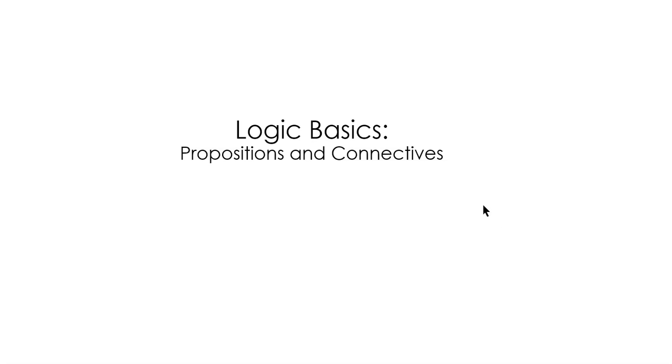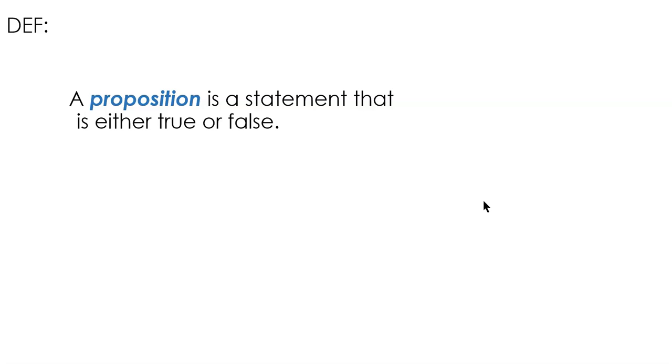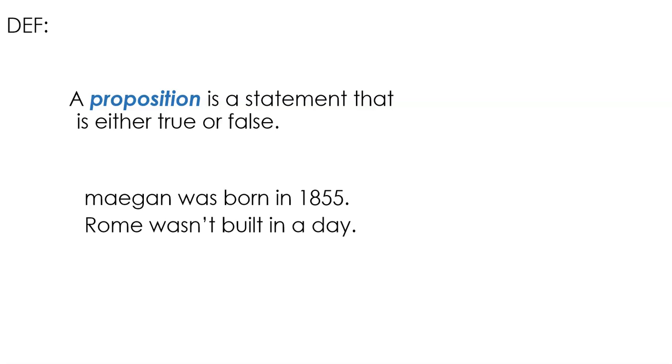First off, a proposition is a statement that is either true or false. For example, Megan was born in 1855. This is obviously false, but it has a truth value, true or false. Something like Rome wasn't built in a day. This is true. It has a truth value.